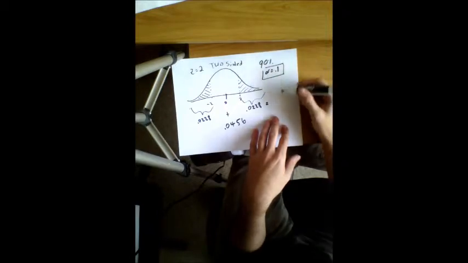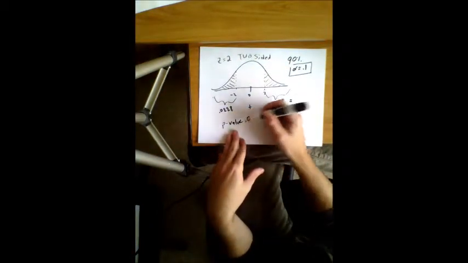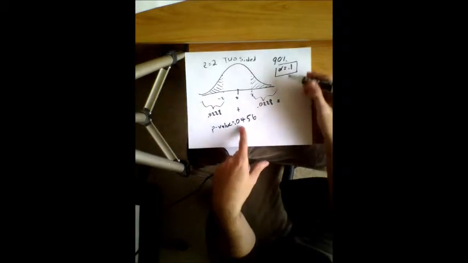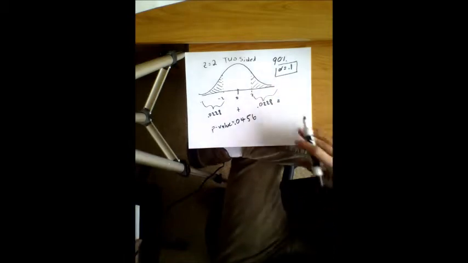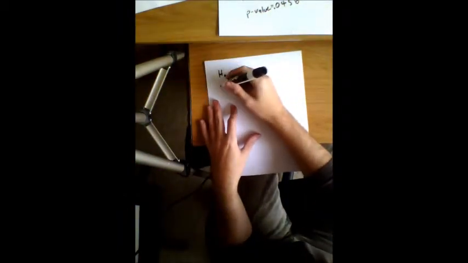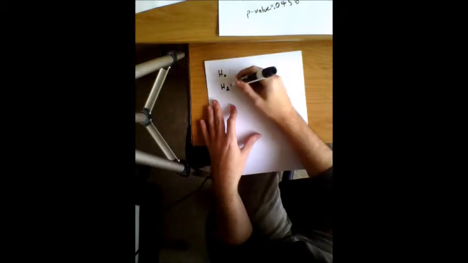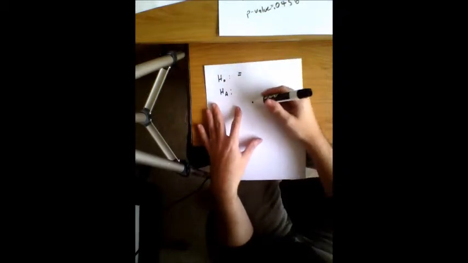And what we do is we compare our p-value to this alpha, and we make our decision based on that. Okay, so how do we know if we're in one-sided or two-sided? So we have HO, we have HA. We have something equals something up here.